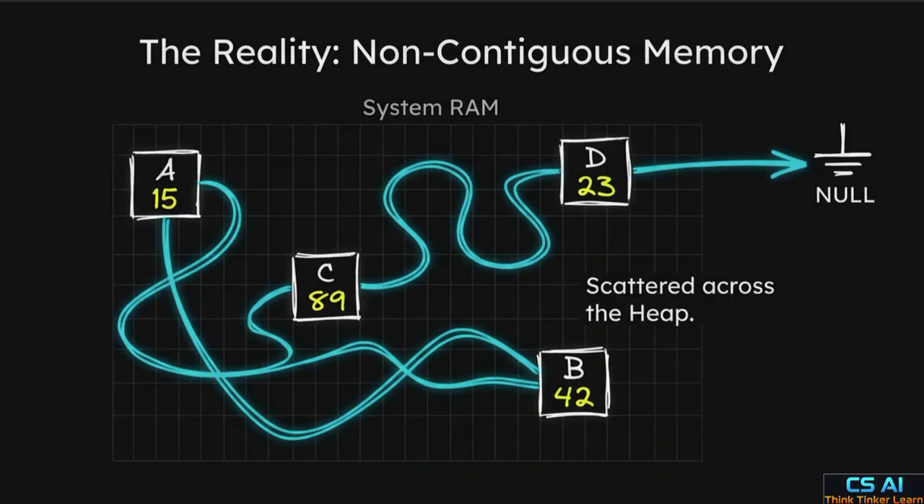Now, for the reality, the non-contiguous memory. Unlike arrays, which occupy a contiguous block of memory, the nodes of a linked list are typically scattered across the heap in system RAM. As you can see from the winding blue line, node A, node C, node B, and node D are all in different non-adjacent memory locations. The next pointers are what connect these scattered pieces. Node A points to C, C points to B, B points to D, and finally D points to null, signifying the end of the list. This non-contiguous allocation is what gives linked lists their flexibility, but also introduces certain performance characteristics.